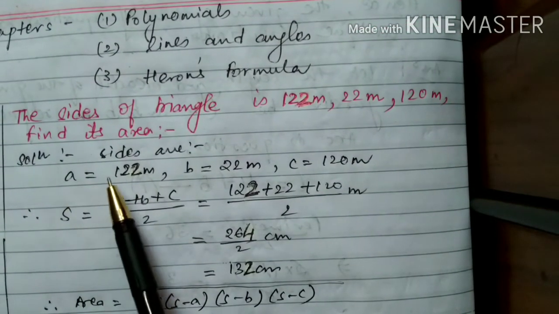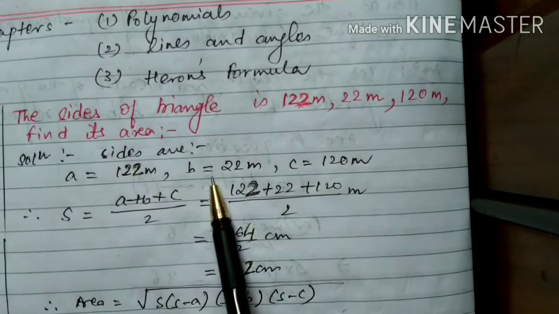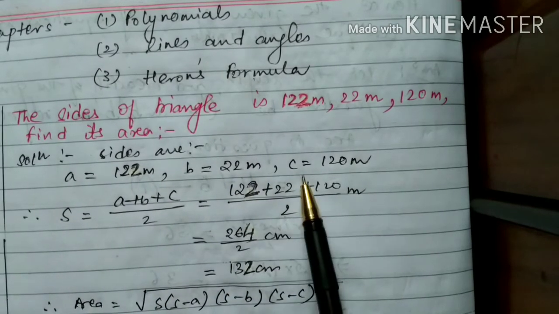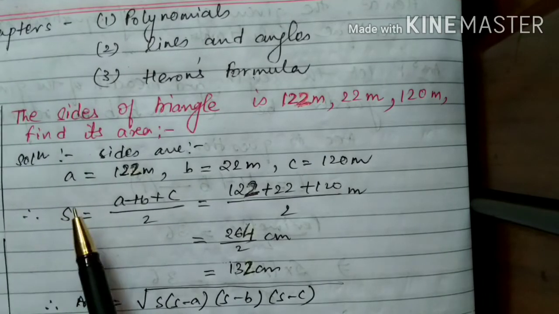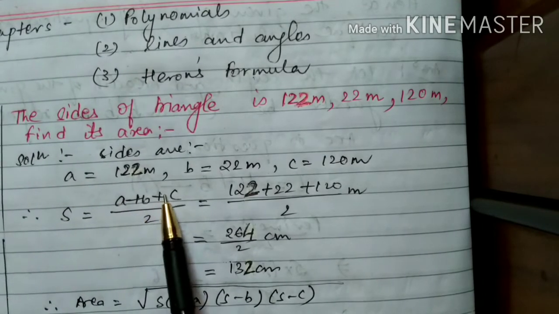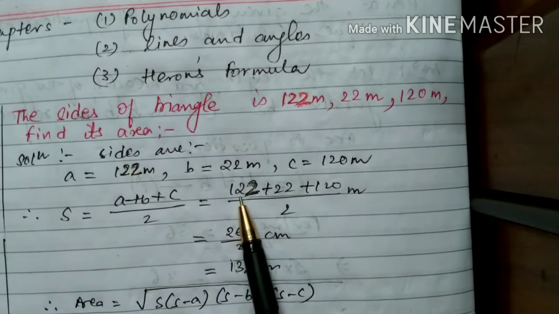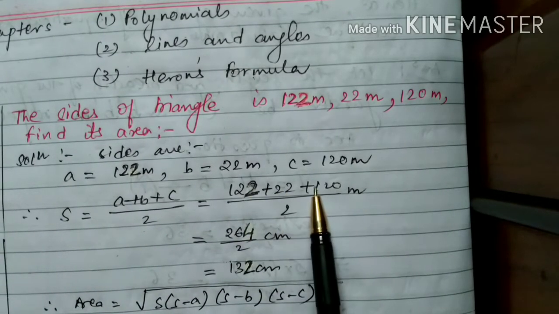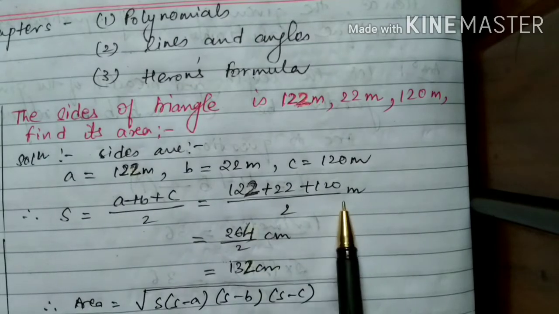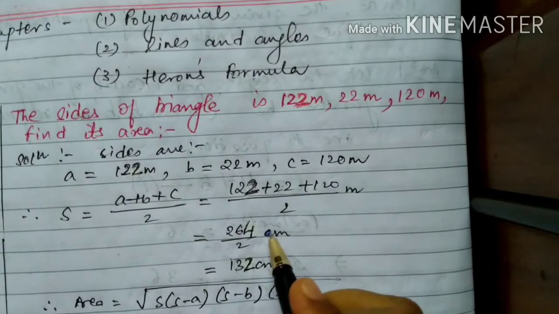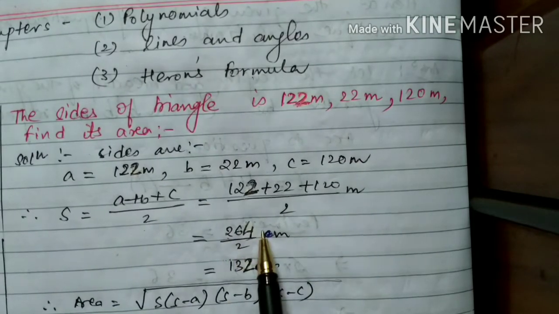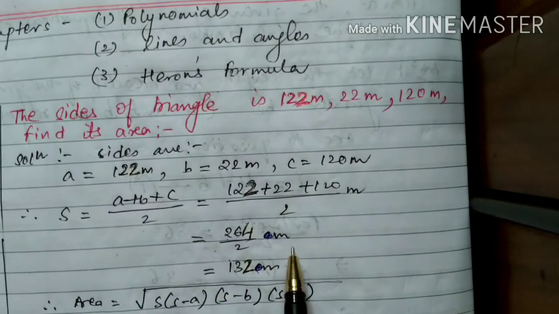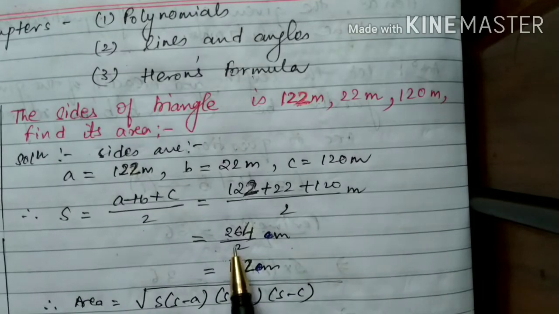Here first side A is equal to 122 meter, B is equal to 22 meter and C is equal to 120 meter. So first my task is to find the semi-perimeter. Semi-perimeter is equal to the sum of all sides divided by 2. So I have done (122 plus 22 plus 120) by 2 meter. Now if you add it, you will be getting 264 by 2 meter. And the answer after dividing by 2 is 132 meter.